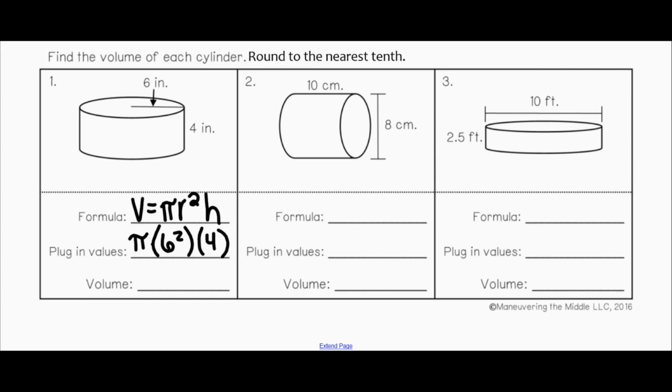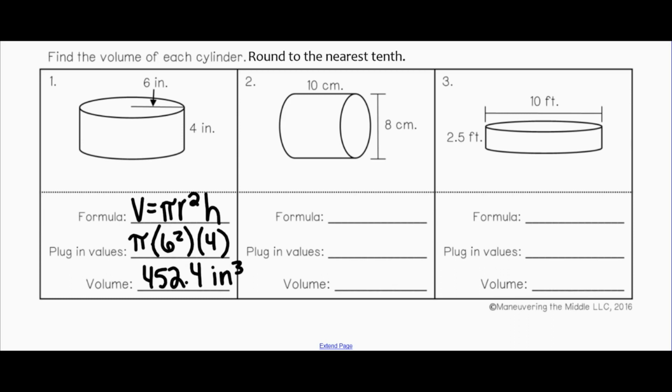From here, all you have to do is go onto your calculator, find the pi symbol, multiply the radius squared, so in parentheses 6 squared, and in parentheses 4, and hit enter. You're going to get 452.38. That 8 is going to round the 3 in the tenth space to a 4, and it's inches cubed.